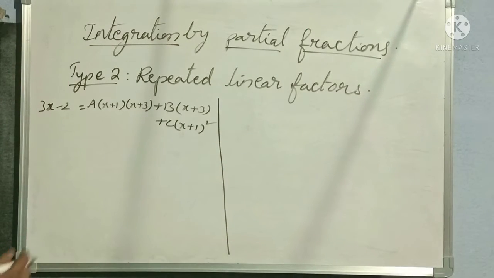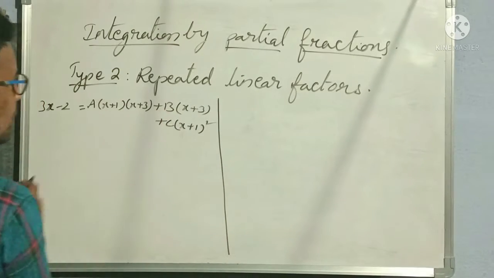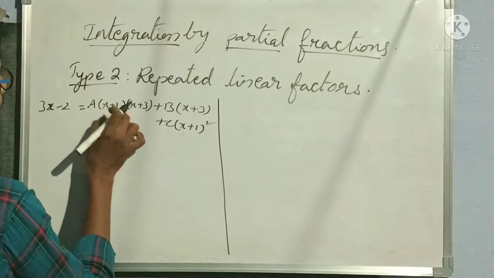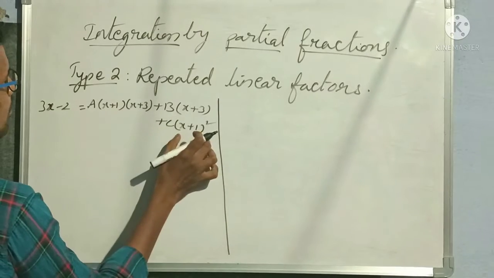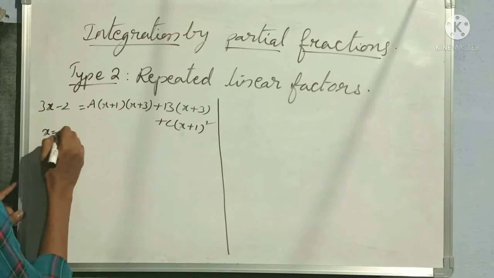Now what we have to do is comparing. We have to find out the values of a, b and c. So if I take x value as minus 1, then this term and this term become 0, right? I am left with only b. So x is equal to minus 1.